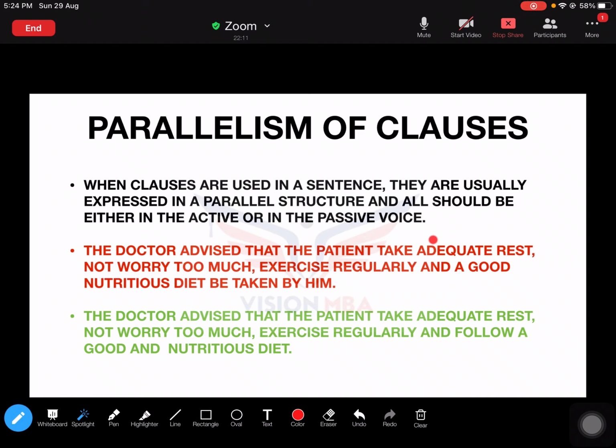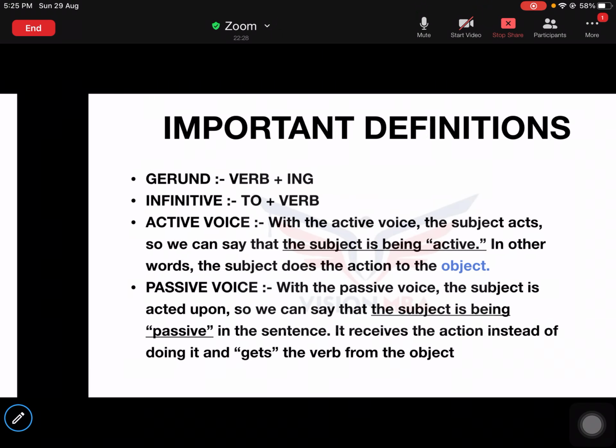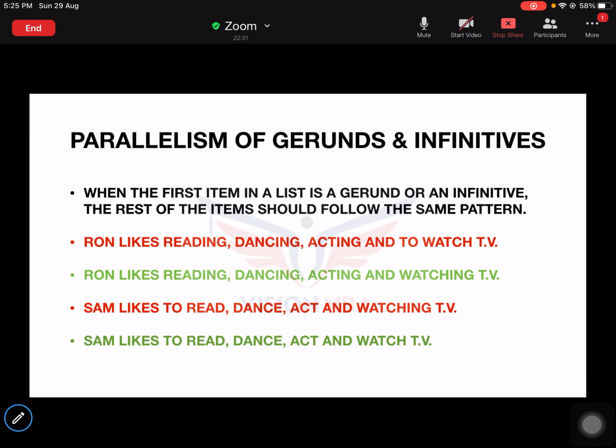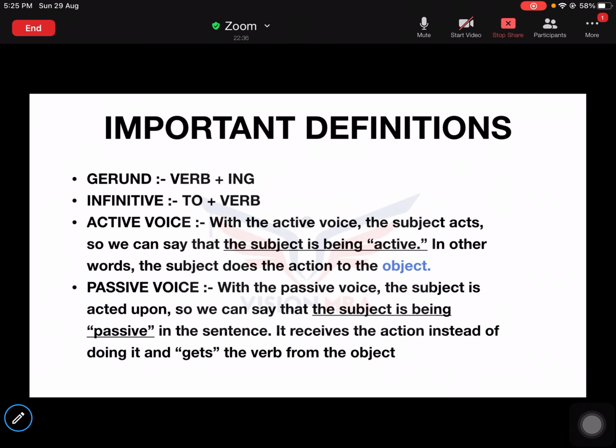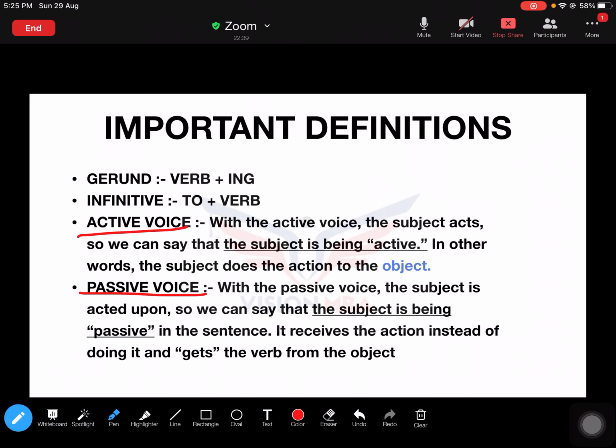I'll call them again. When clauses are used in a sentence, they are usually expressed in a parallel structure and all should be either in the active or the passive voice. Now, what is an active voice and passive voice? I've already explained that in the previous slide. Once again, I go back to that slide so that people who have forgotten or who didn't join at that time can see it. Yeah, here it is. Active voice, passive voice. Active voice is a sentence where the subject behaves as a subject and the object behaves as an object. Passive is vice versa. When the subject becomes the object and the object becomes the subject. What is the subject?